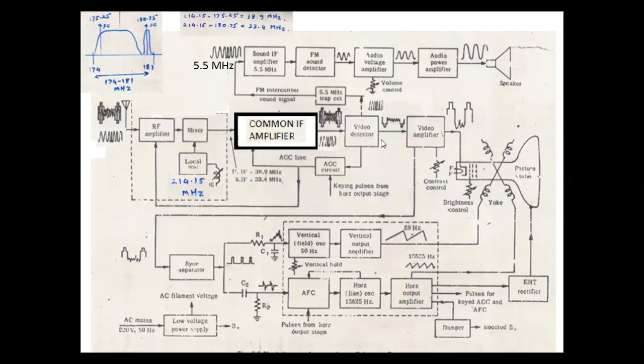Now you have understood that from video detector, three outputs are available. One goes to sound section, so frequency modulated audio is demodulated and the audio output is available from the loudspeaker. Second thing, the output of video detector goes to video amplifier, where the video signal is amplified and given to the cathode of picture tube, and hence video signal is converted into picture information. That is the function of picture tube.